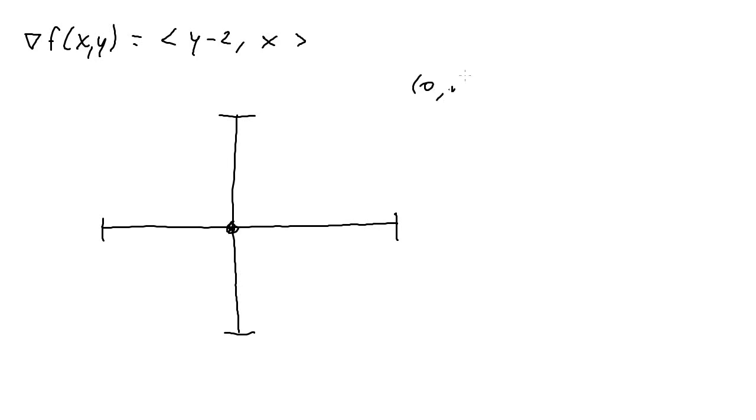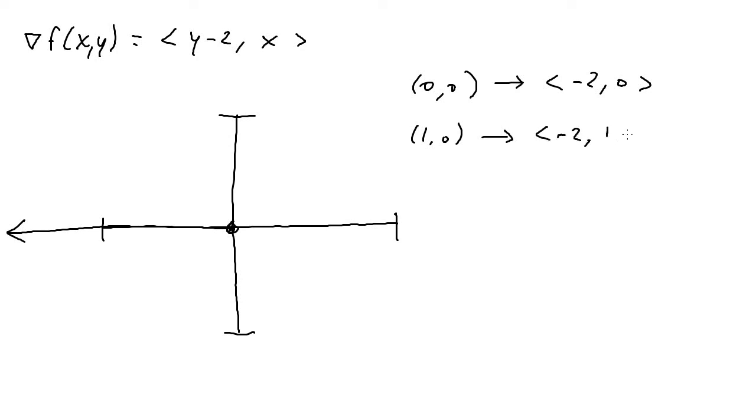If I plug in 0, 0 into the vector here, we will then get a vector of 0 minus 2, negative 2, comma 0. So at 0, 0, the x component is going to be -2, and the y component is going to be 0. Now if I try plugging in 1, 0 into the vector, we'll get 0 minus 2, negative 2, so that's the x component, comma 1 as the y component. So at the point 1, 0, the x component is going to be -2, and the y component is going to be 1. So it's going to look something like this.